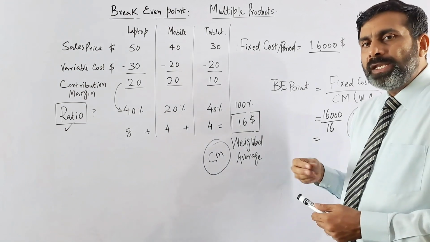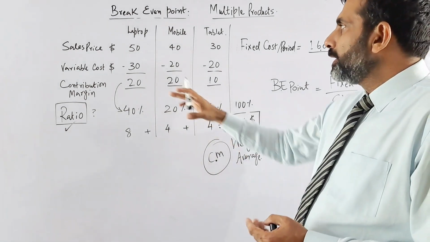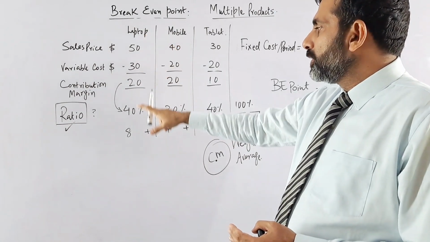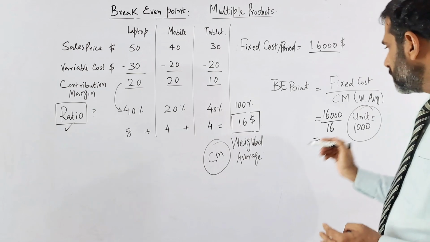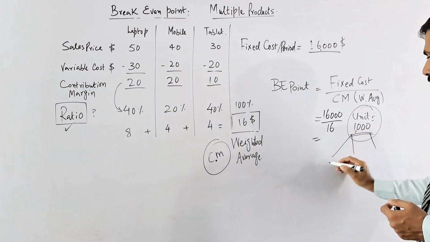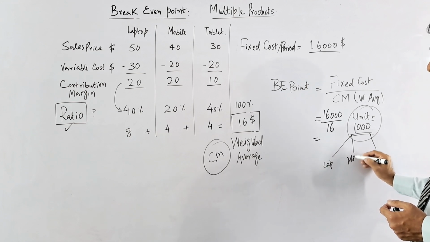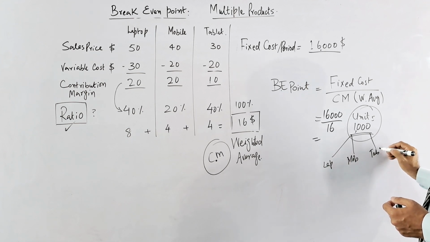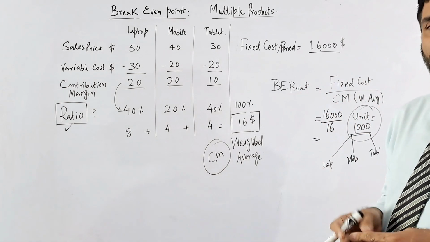Now we need one more calculation. We have to consider that 40% is the sale of the laptop. So this 1,000 units is for all the products. It includes the laptops, it includes the mobile phones, and also the tablets. So 1,000 units is a combination, or a total, of all the products.